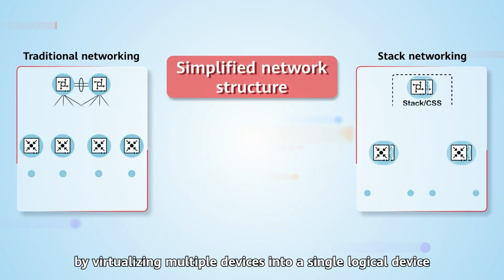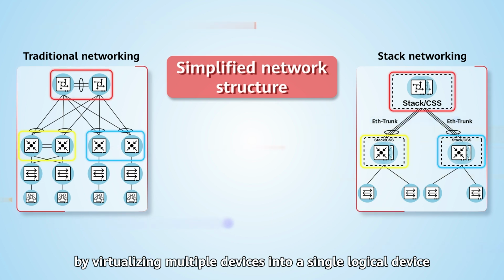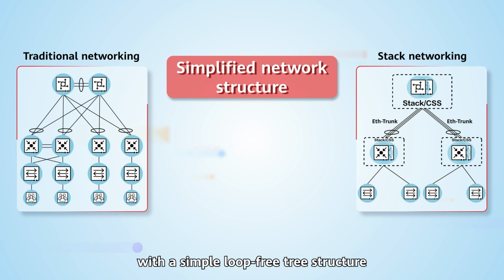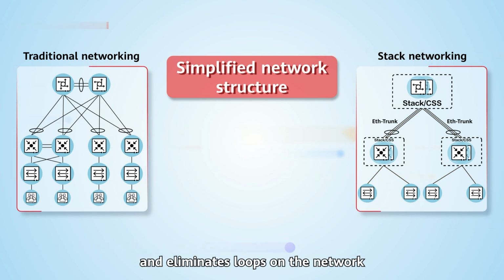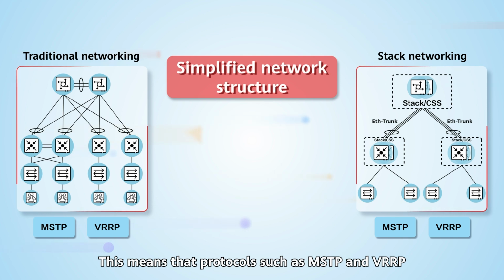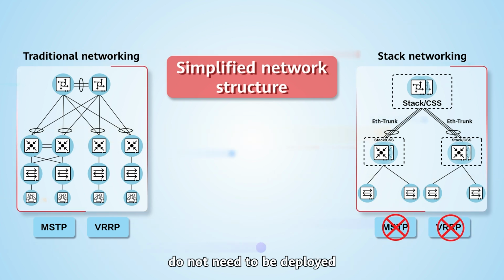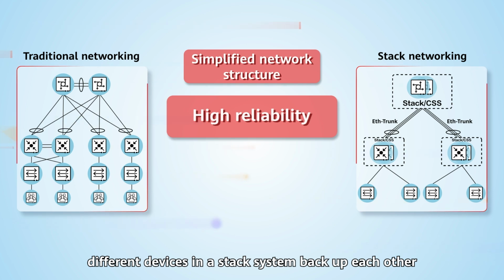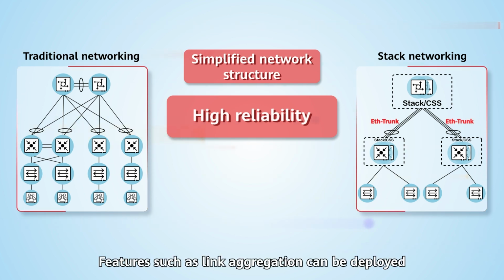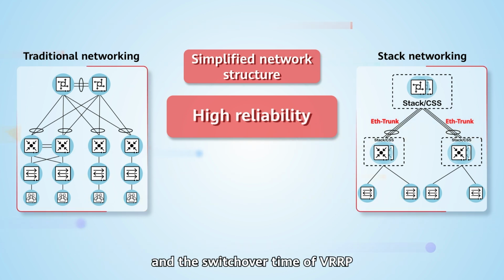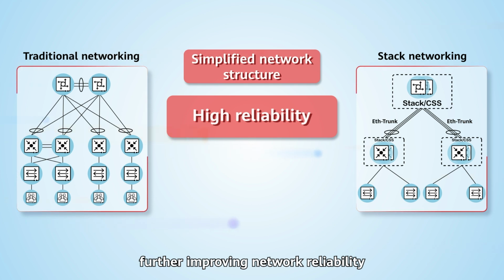First, by virtualizing multiple devices into a single logical device, the stacking function replaces the complex mesh structure with a simple loop-free tree structure and eliminates loops on the network. This means that protocols such as MSTP and VRRP do not need to be deployed. Second, different devices in a stack system back up each other. Features such as link aggregation can be deployed to reduce the convergence time of MSTP and the switchover time of VRRP, further improving network reliability.